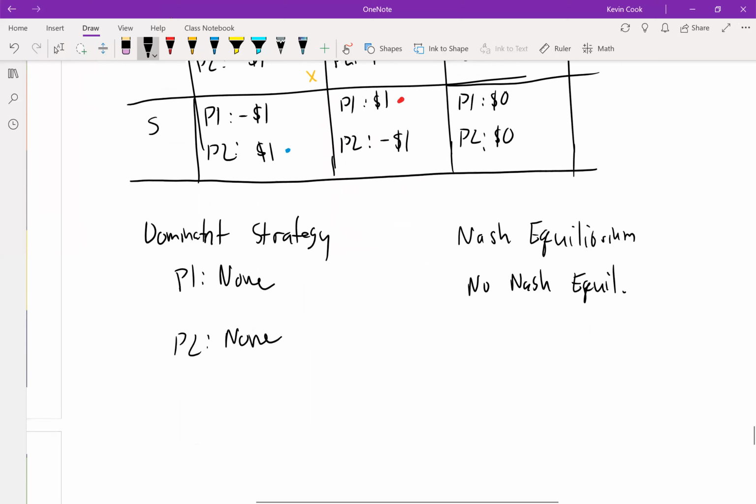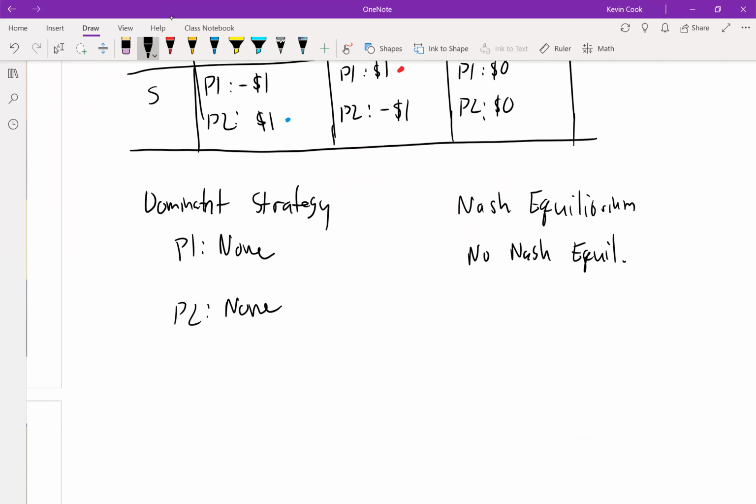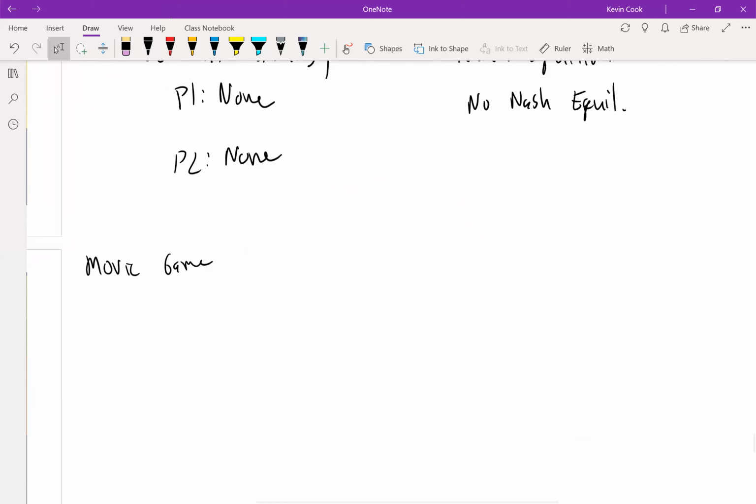Then another situation we can have is suppose that we have a game where we have to go to, I'm going to call it a movie game. The rules of this are you lose your phone. You lose your phone, and you need to see a show with a friend.